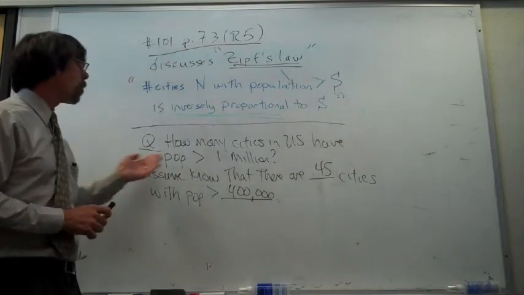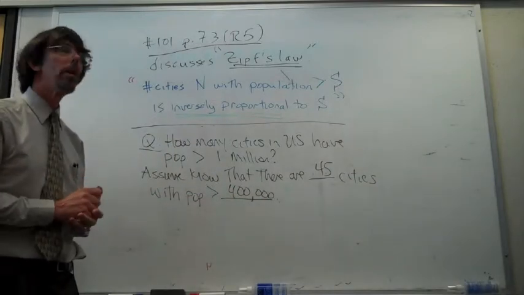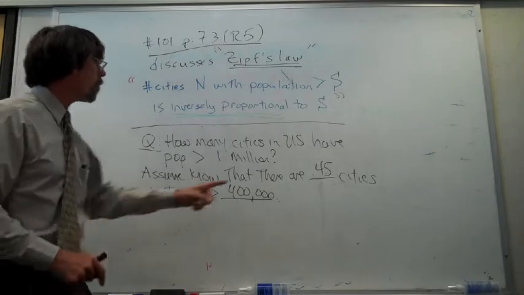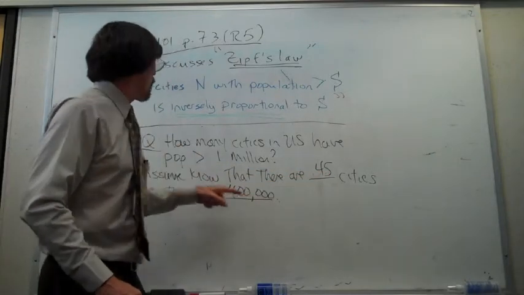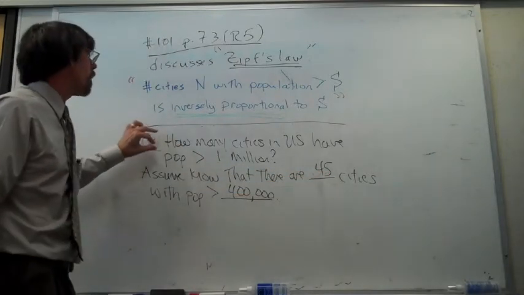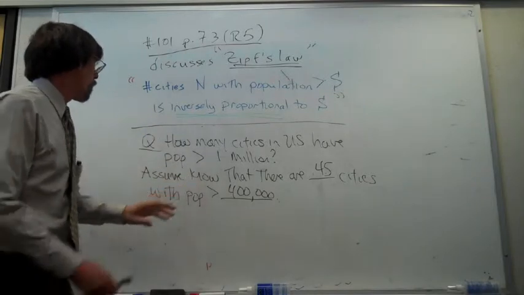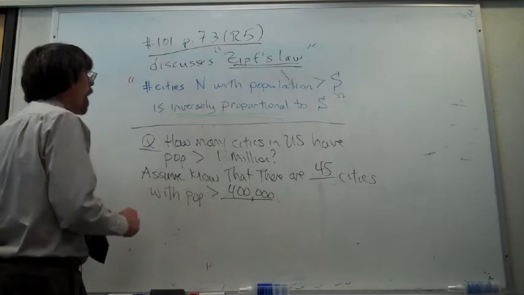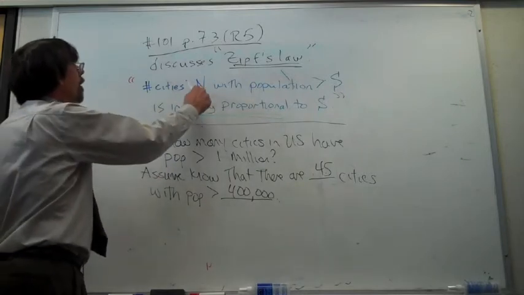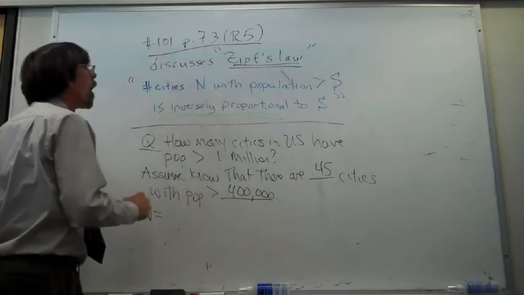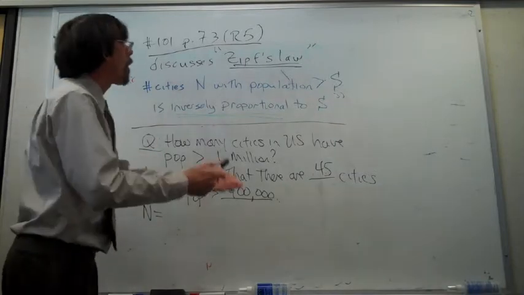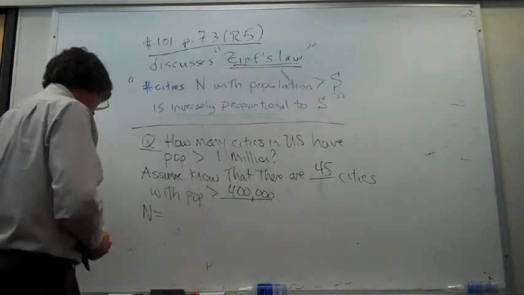So does that make sense? Do we have that information from Wikipedia? Yes. Okay, so here's the weird thing. Just knowing this one fact, we are going to be able to estimate this other fact. That's what Zipf's law says. So let's work this out. It says that the number N of cities with a population bigger than S is inversely proportional to S.